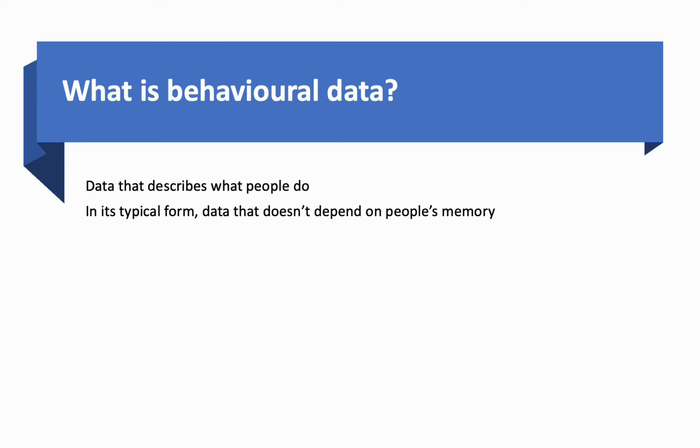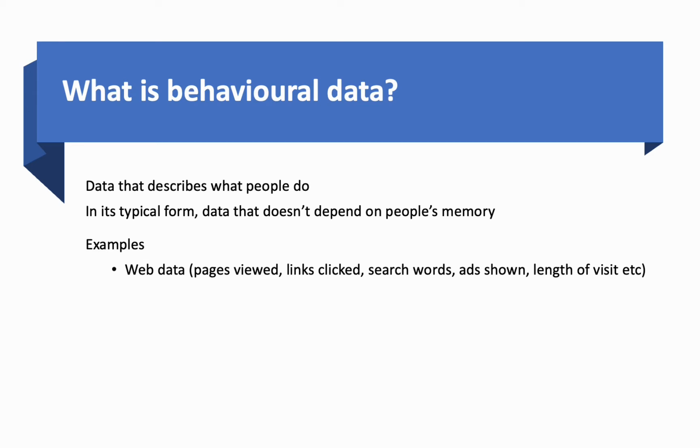So what do I mean by behavioural data? It's data that describes what people do, and in the typical form that we get it in the insights and research industry, it's data that does not depend on people's memory. So it's web data, for example, pages viewed, links clicked, search words, ads, all of these sort of things collected automatically by the web server, collected by the browser, but not from somebody's memory.